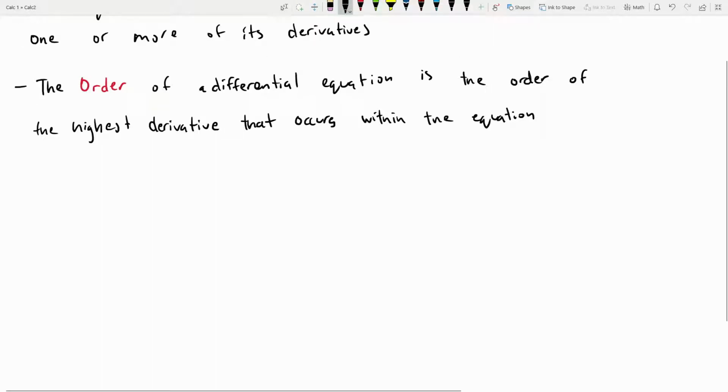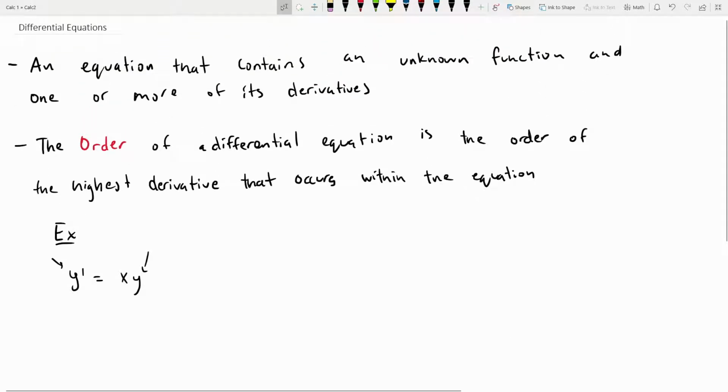Now, just to give you a quick example of what these look like, a differential equation could look something like this. As you can see, we have this derivative, and then we also have a bunch of these other functions, right? And in this case, it's kind of obvious that y is going to be a function of x.